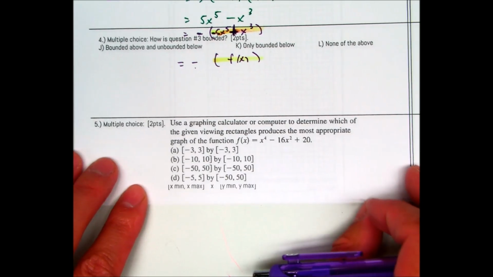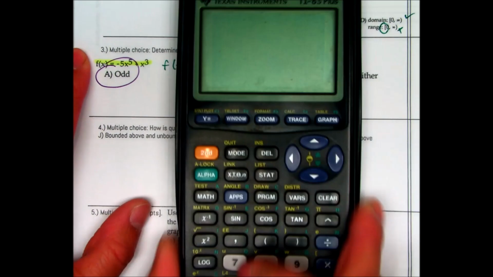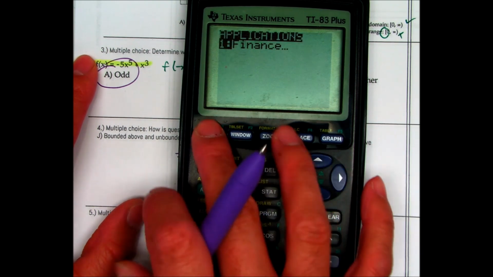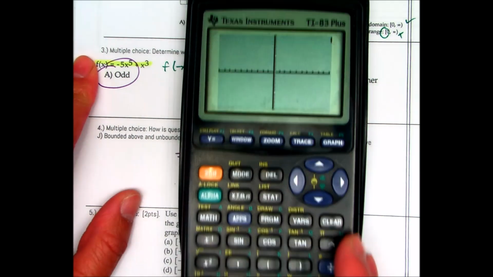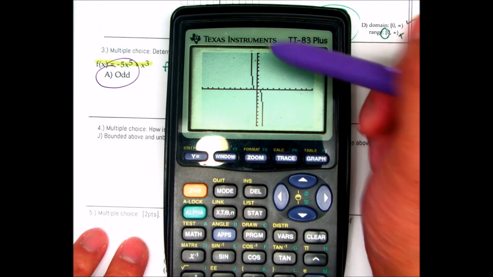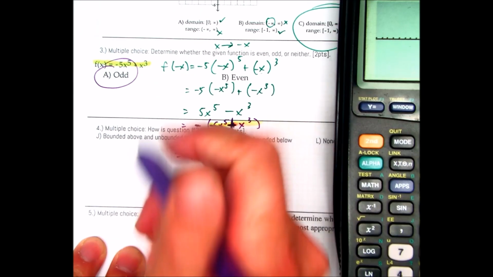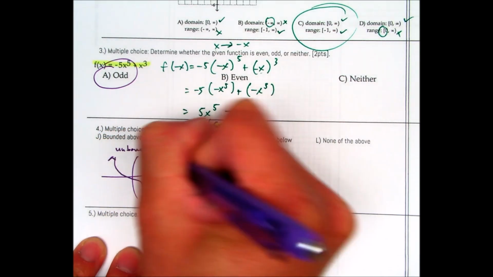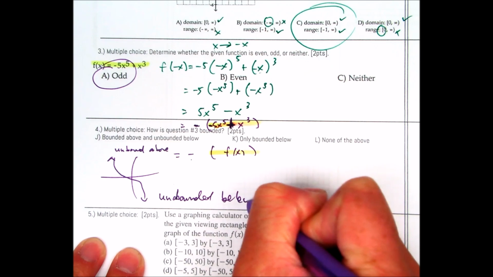Question number 4, how is question number 3 bounded? If you look at question number 3, this one, put into our graphing calculator, negative 5, x to the 5th plus x to the 3rd, zoom 6. Let's take a look at this graph. They call this an odd degree function. So it has arrows on both ends, so it would be unbounded above, unbounded below. So that would be none of the above.